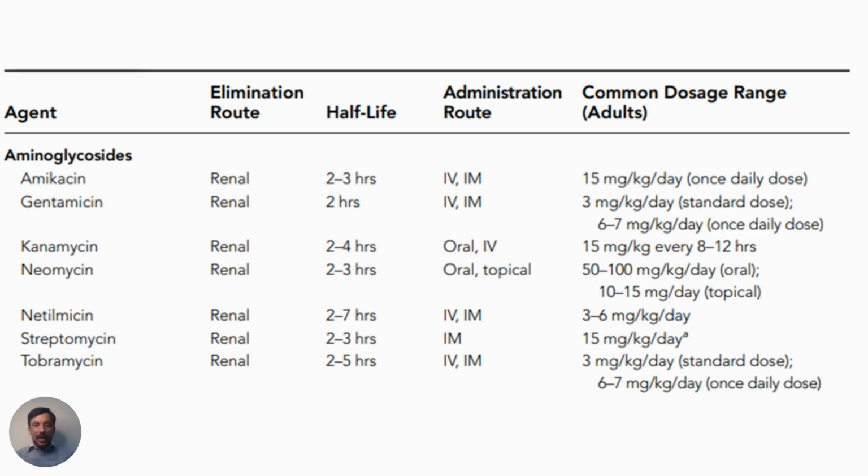The administration route is IV or IM, and the dosage is 3 milligram per kg per day. Okay. Similarly, kanamycin is also eliminated renally, and the half-life is 2 to 4 hours. The administration route is oral or IV, and the dosage is 15 milligram per kg every 8 to 12 hours. Okay, neomycin is also eliminated renally, and the half-life is 2 to 3 hours.